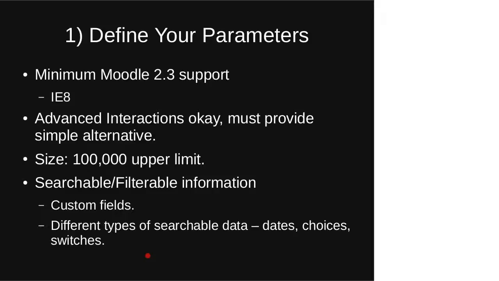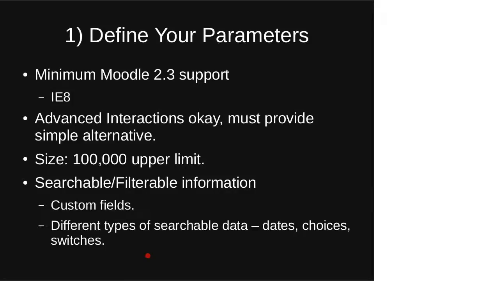And our information was searchable. So we're talking about user information or course information. A lot of this is text information, so it works really well with search boxes and filters, which was nice. But we did have custom fields, so we had to give the user the ability to add their own searches on their own fields. And this data could be different types.